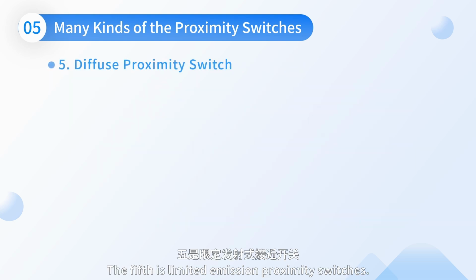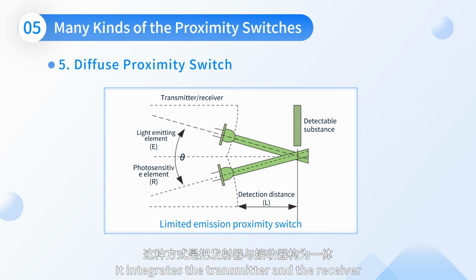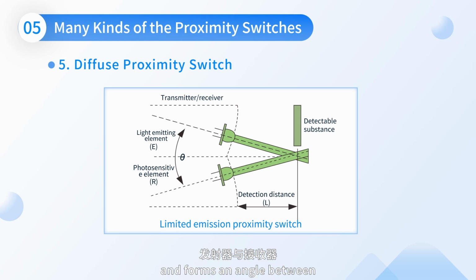The fifth is limited emission proximity switches. It integrates the transmitter and the receiver and forms an angle between the transmitter and the receiver, and the sensitivity is the best in the cross area between the transmitter optical axis and the receiving optical axis. It is used for fine detection, such as marker detection.